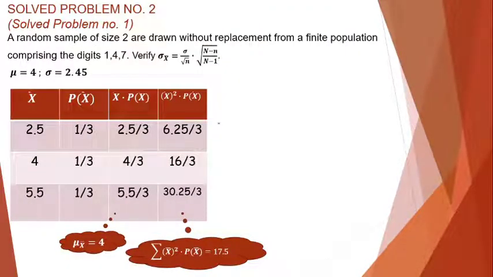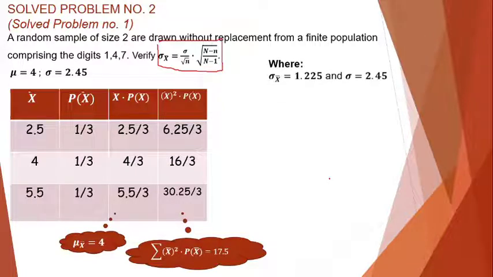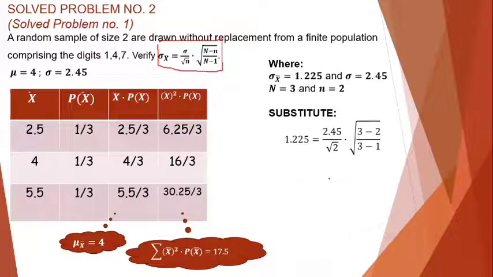Now, ito na yung final natin. We are going to verify this. Where the standard deviation of the sample mean is 1.225 and the population standard deviation is 2.45, where your sample is 2 and then your population is 3. Substitute. So we have, ito ngayon. Dapat mag-equal siya dito. Yun ang target natin. So gamit tayo ng calculator.